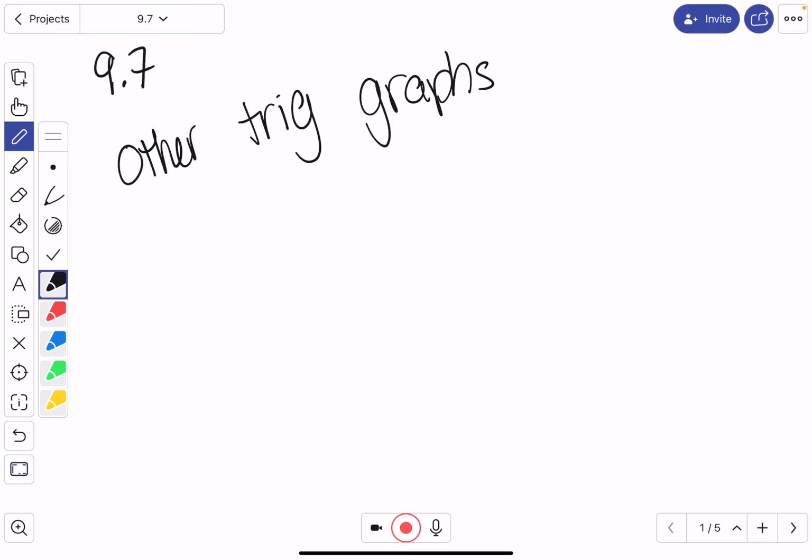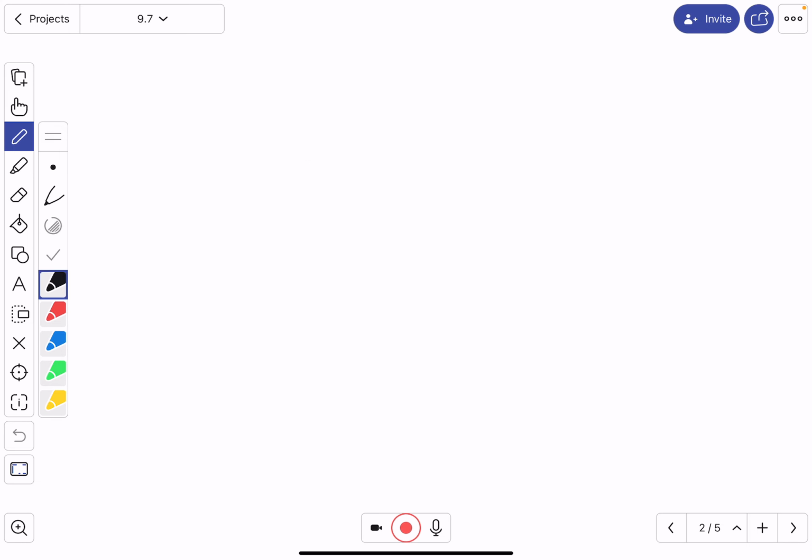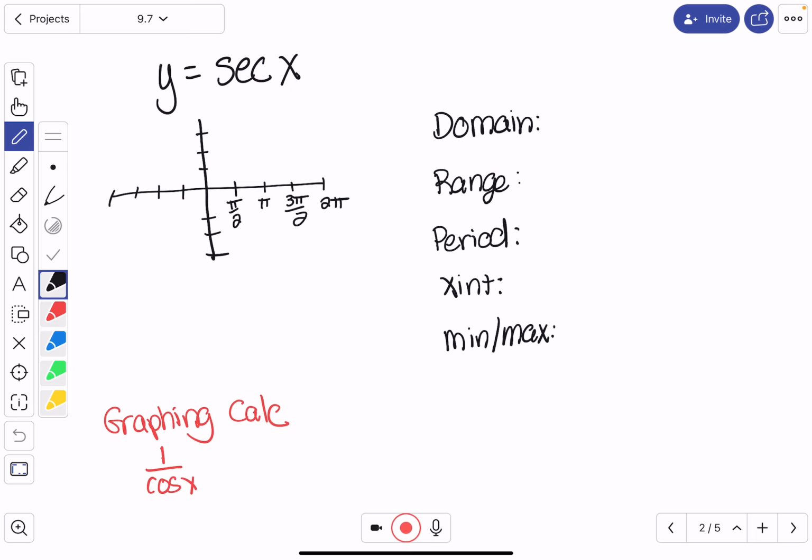Okay, we're going to finish chapter 9 with 9.7 and the other trig graphs. So these are the inverse functions and tangent. So let's start with secant of x.